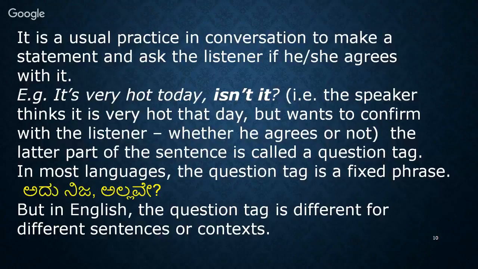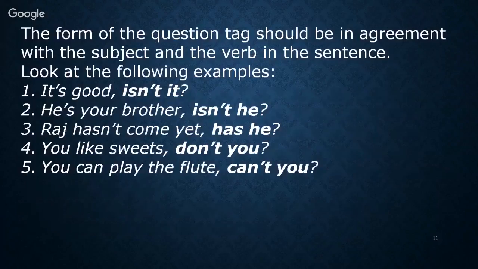But in English, the question tag is different for different sentences or contexts. The form of the question tag should be in agreement with the subject and the verb in the sentence. Look at the following examples. It's good, isn't it? Here you have it is.